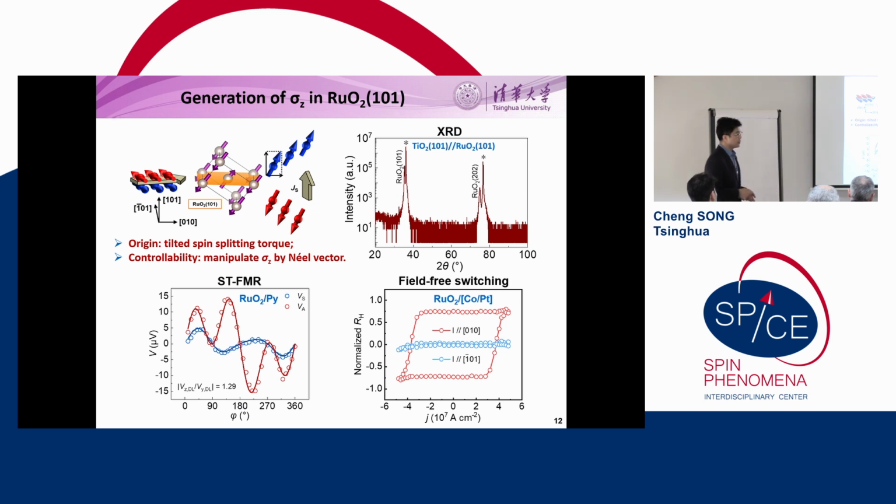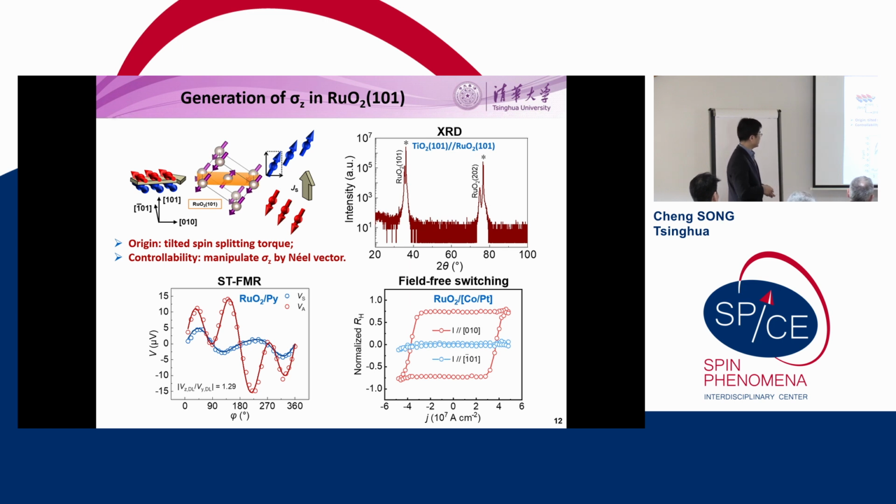Also, we demonstrate this effect in the ruthenium oxide 101 direction, because this sample has a tilted spin polarization, since for ruthenium oxide the z-axis is the 001 direction. So this sample shows the tilted spin polarization. Then you can see the XRD here. This is the substrate. This is the film. You can see the film quality is good.